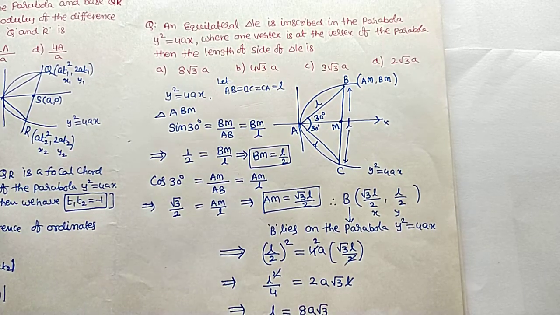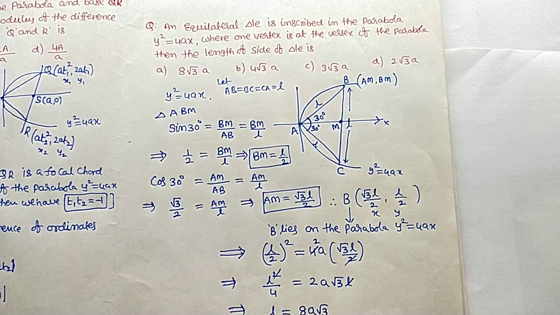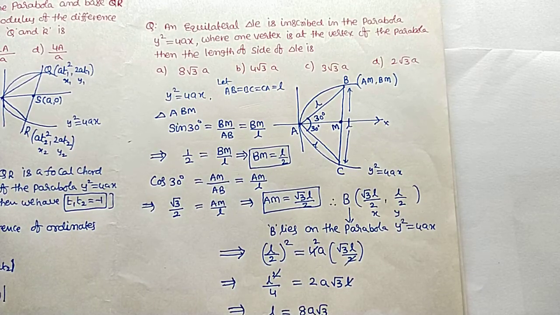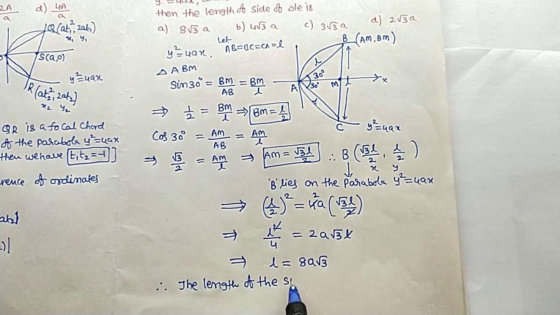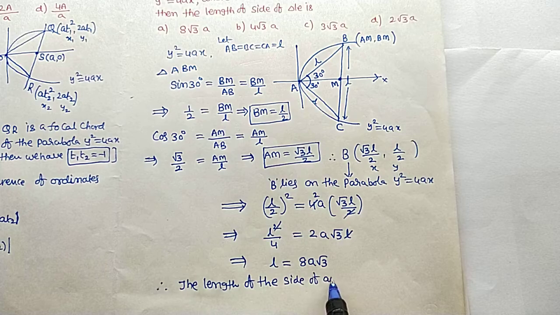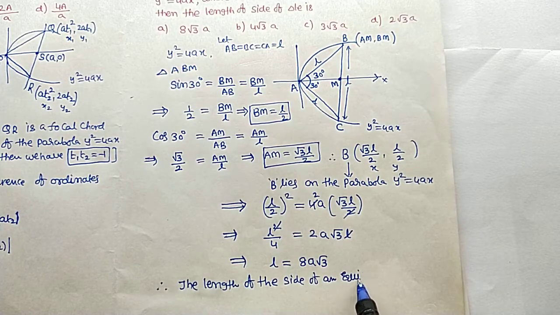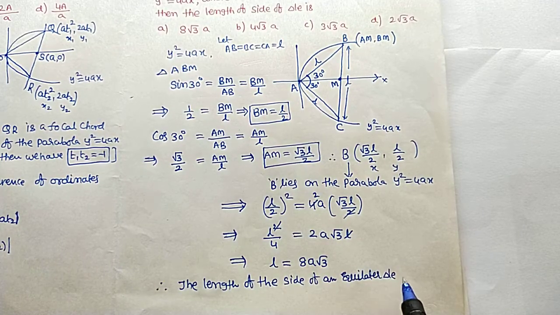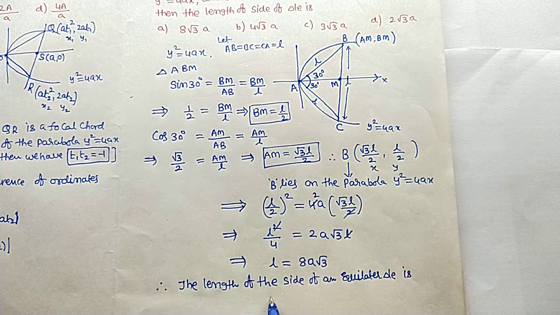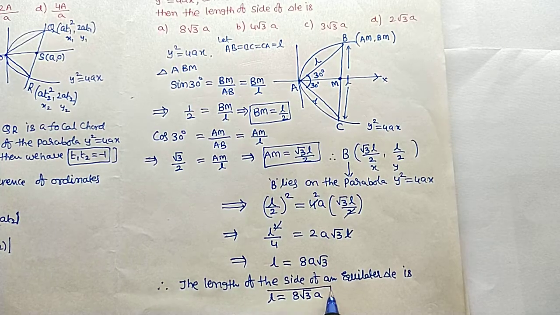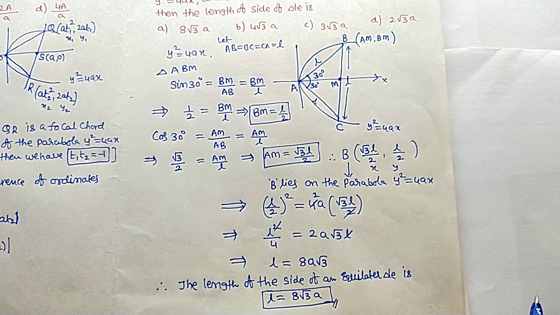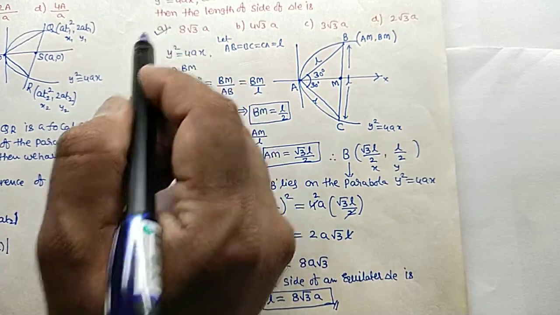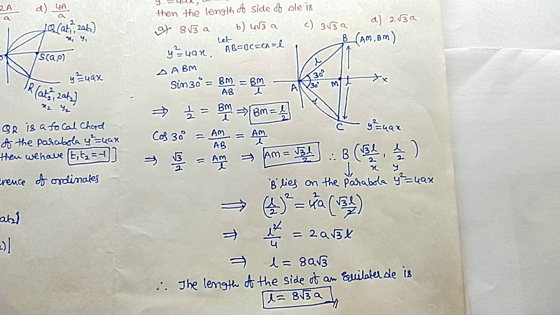Therefore, the length of the side of the equilateral triangle is L equal to 8 root 3 into a. So this is there in the first option, 8 root 3 into a.